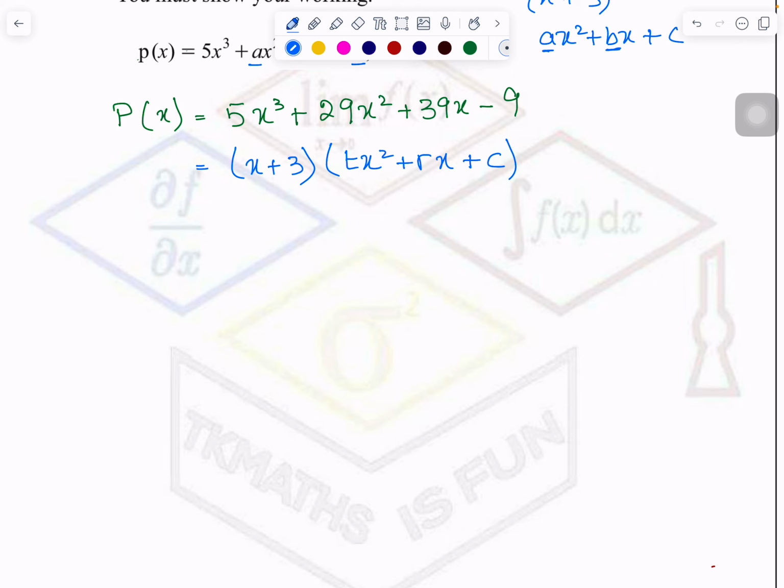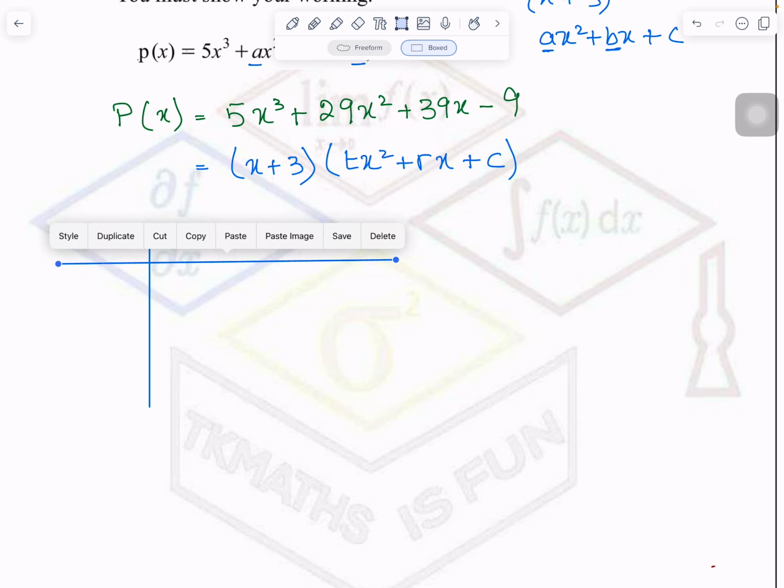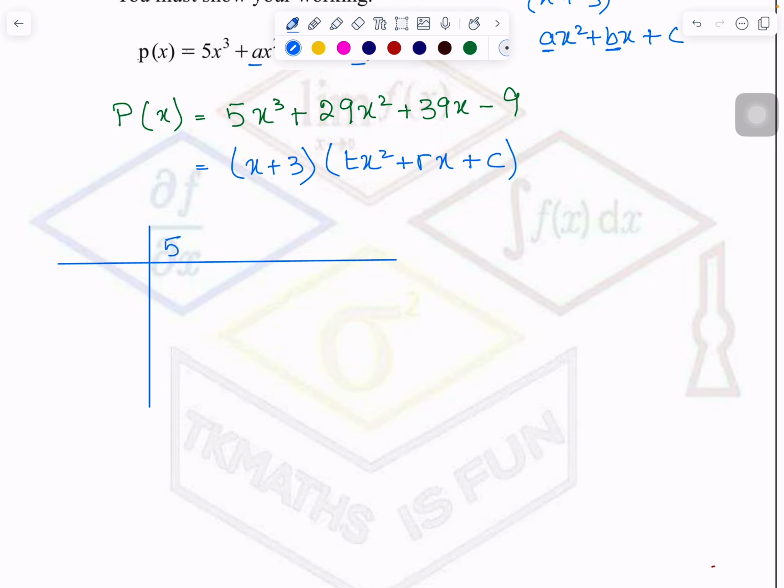So let me first of all do synthetic division because I like it. It's very easy and simple. Then I will do long division also. I have already solved the long division method, and you can see it in the link in the description below. When solving by synthetic division, the technique is you pick up the coefficients of the cubic equation, which are 5, 29, 39 and minus 9, right? And the root is minus 3, because x plus 3 is a factor. If you put it equal to 0, x equals minus 3, which will be a root.